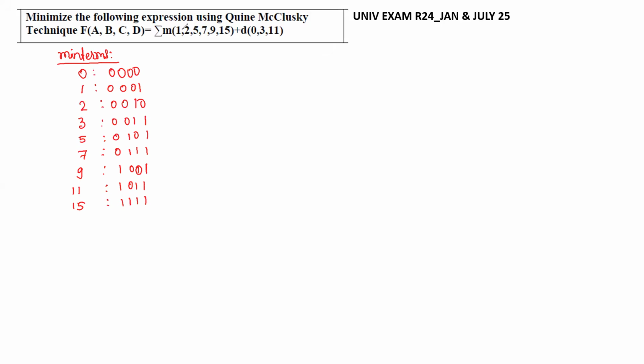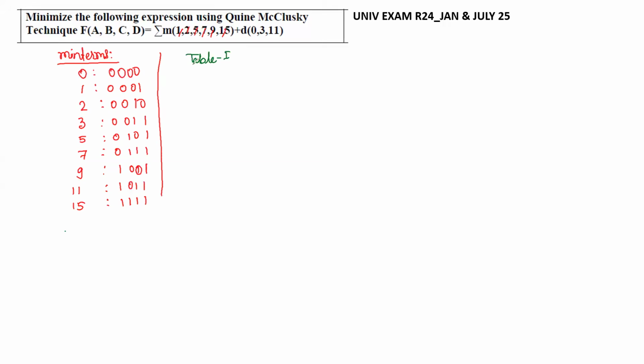So how many terms are given in total? 1, 2, 3, 4, 5, 6, 7, 8, 9. So all 9 we have taken. What is the logic here? Now we have to make groups of these minterms on the basis of the number of ones. First, 0 will be the only minterm which doesn't have any 1. So the number of ones is 0, and that will come in one separate group.